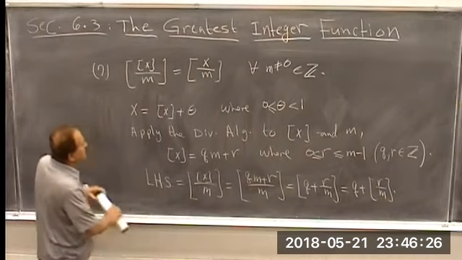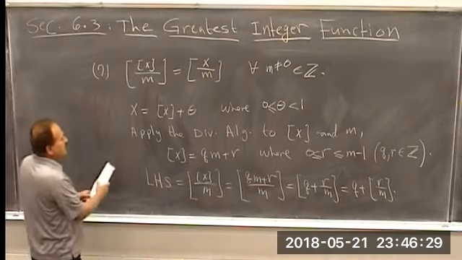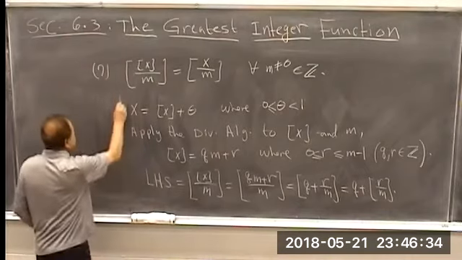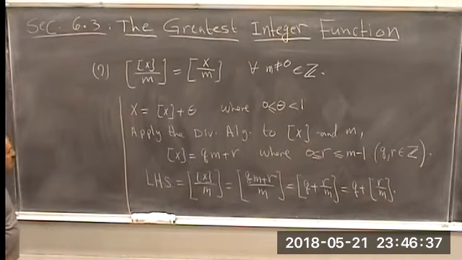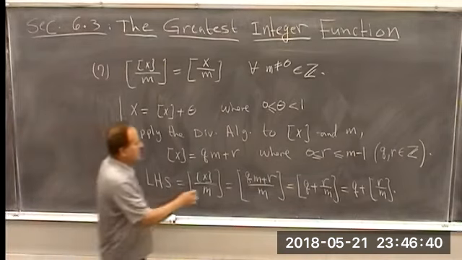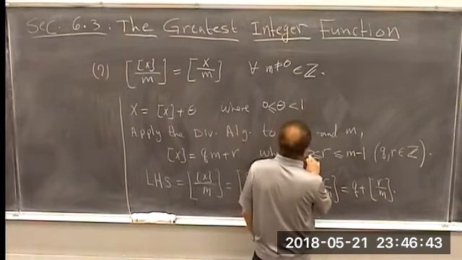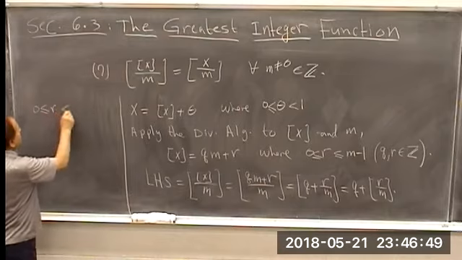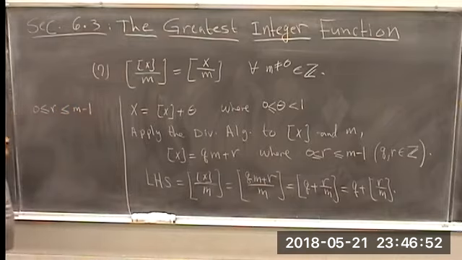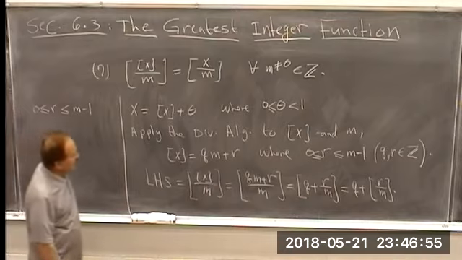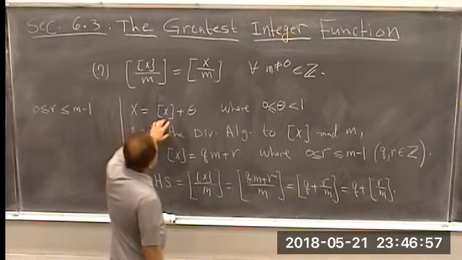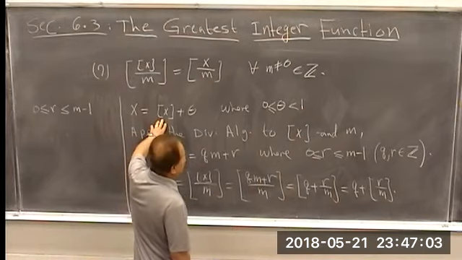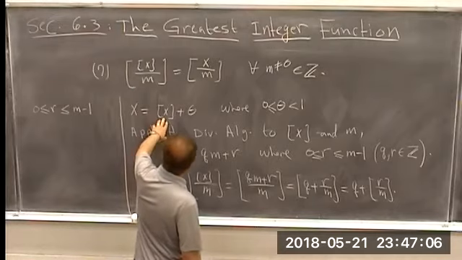I claim that the bracket of r over m is actually equal to zero. To see this, let's look at r over m. We have zero less than or equal to r, less than or equal to m minus one.